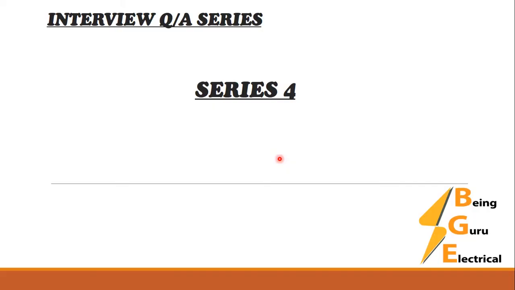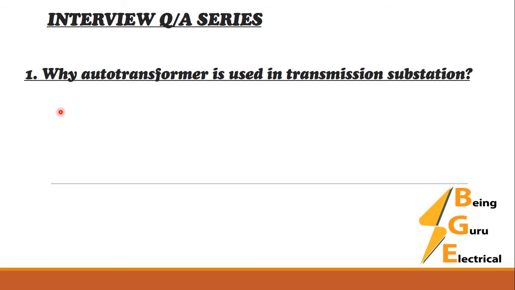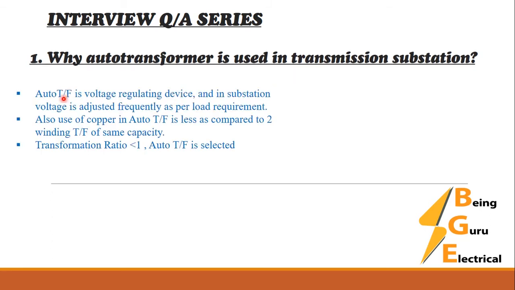Question number 1. Today we have: why is an auto transformer used in a transmission substation? If you ever go to a transmission substation, you will find an auto transformer. So what's the reason behind using an auto transformer in the transmission substation? An auto transformer is a voltage regulating device, and in a substation voltage is adjusted frequently as per load requirement. As we know, an auto transformer is used to change the voltage as per the load requirement. If load is increased, the voltage reduces, so we can increase the voltage from the transformer.